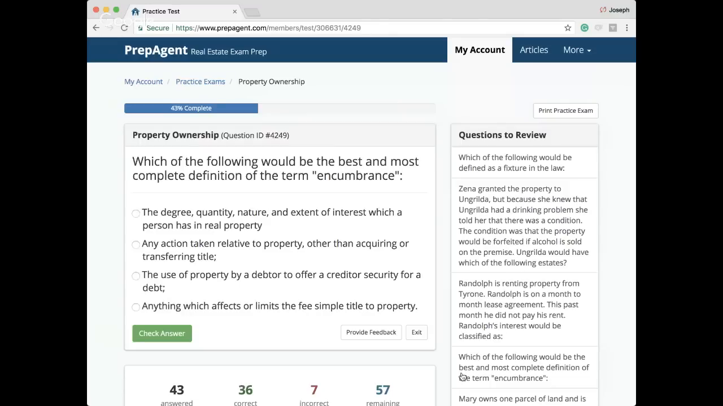Which of the following would be the best and most complete definition of the term encumbrance? The degree, quantity, nature, and extent of interest which a person has in real property; any action taken relative to property when acquiring or transferring title; the use of property by a debtor to offer a creditor security for a debt; or anything which affects or limits the fee simple title to property. What do you guys think?